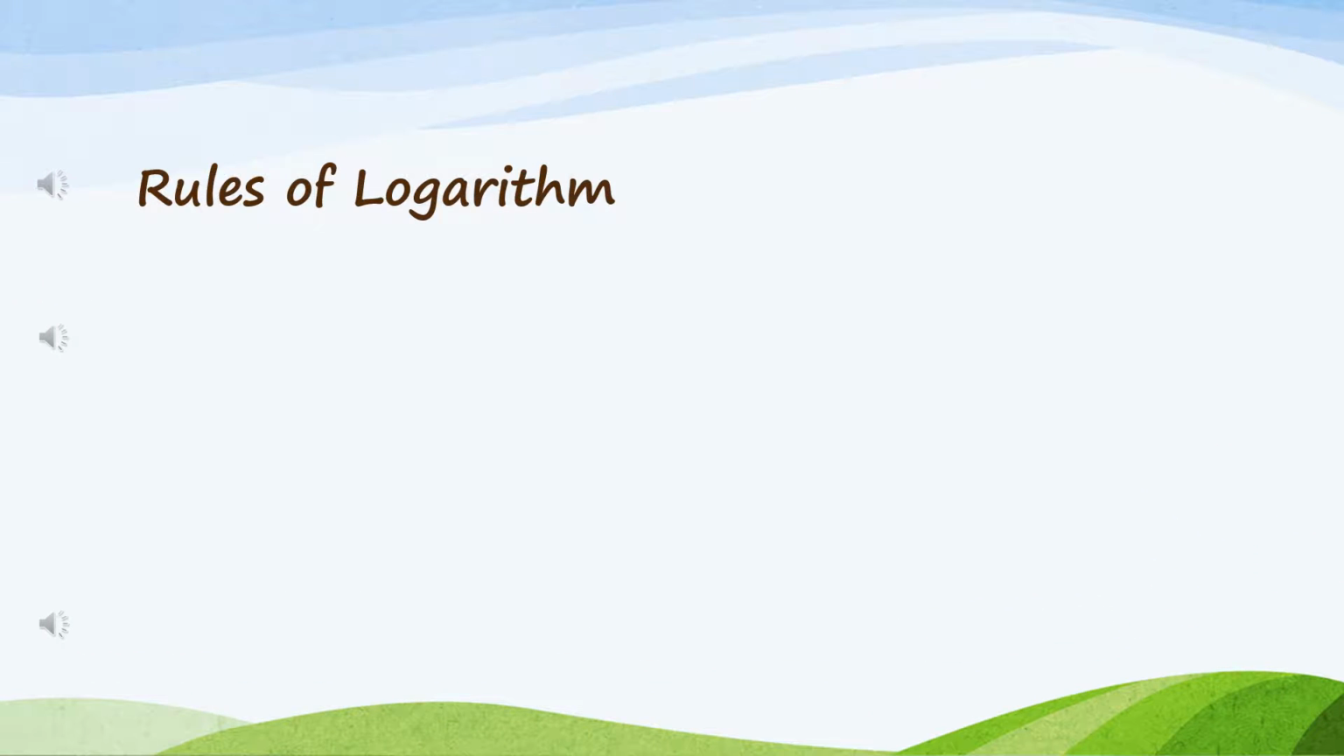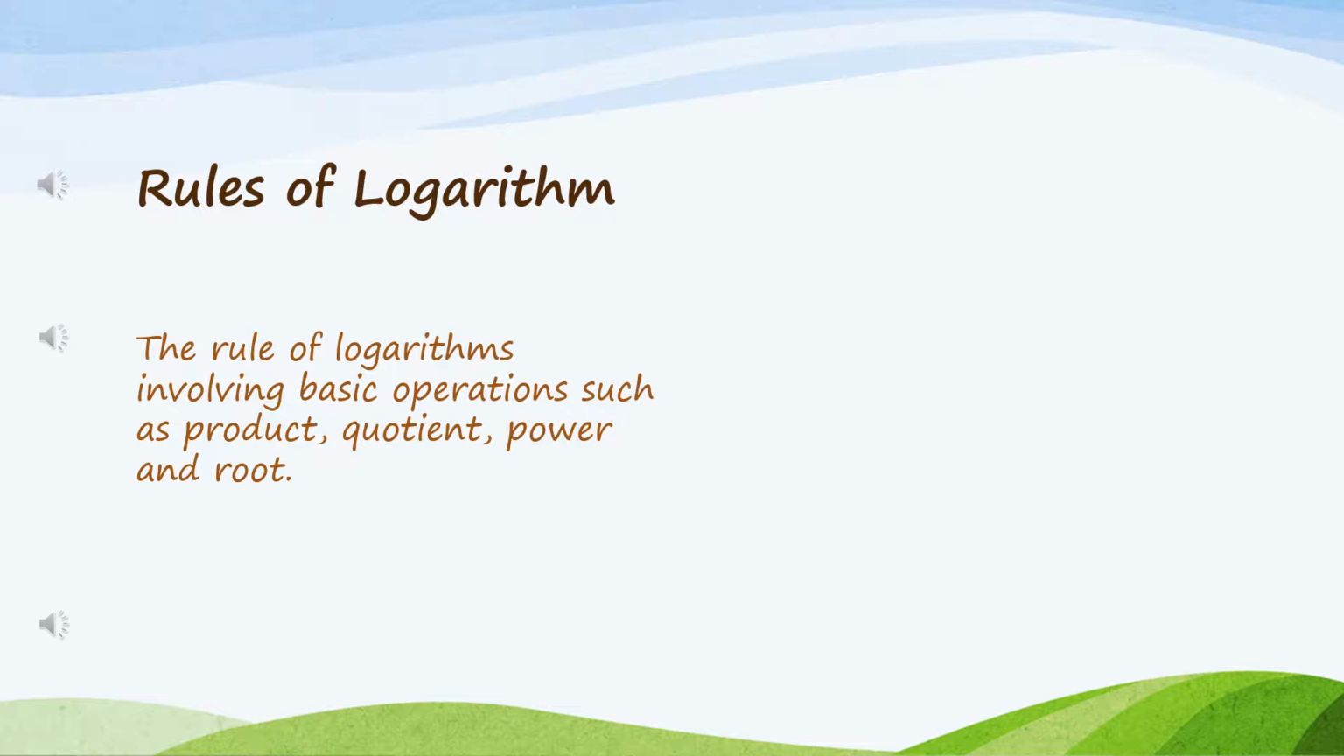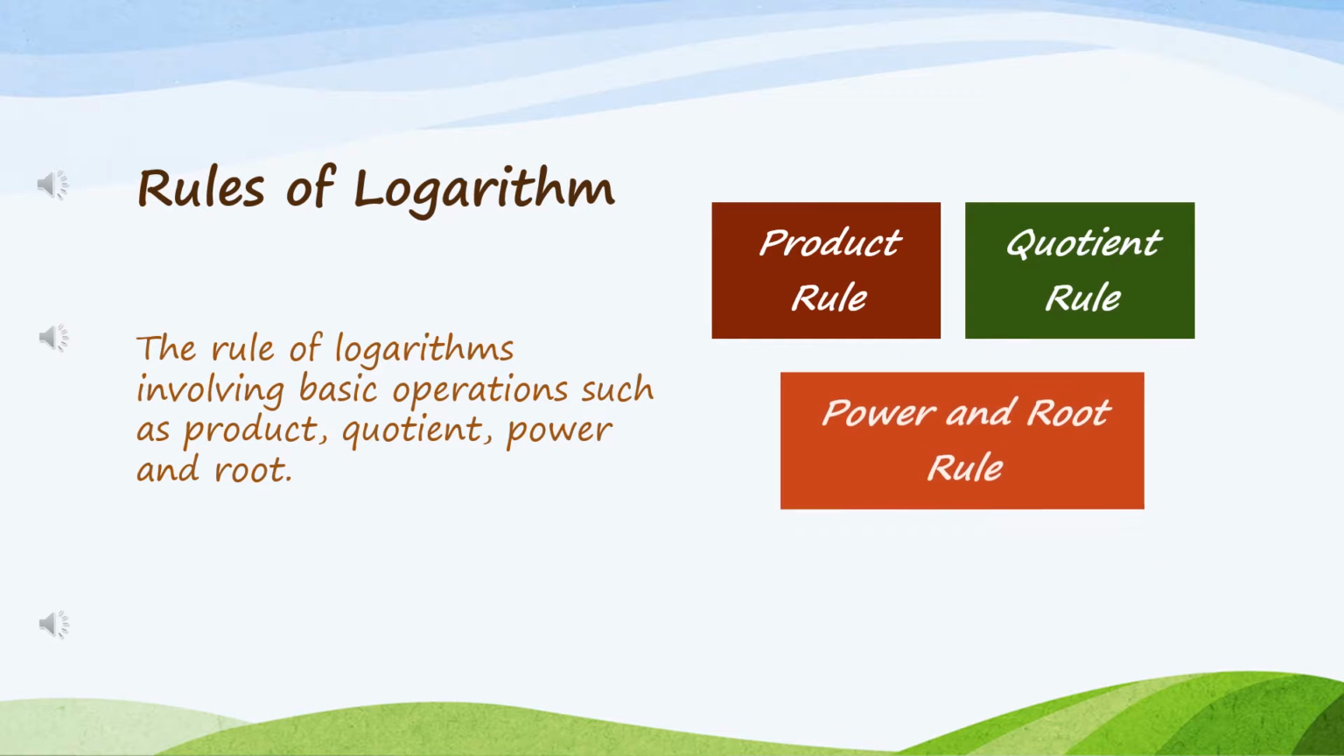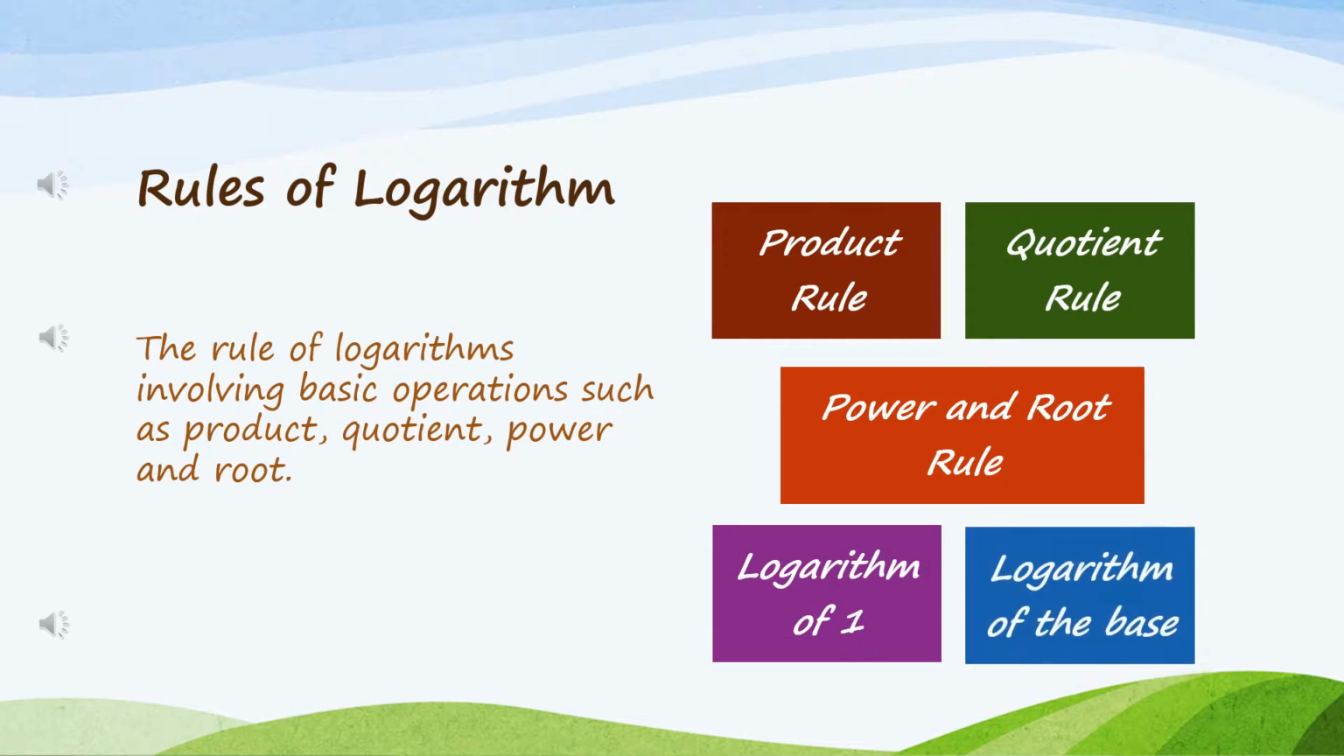Rules of logarithm. The rules of logarithms involve basic operations such as product, quotient, power and root. Hence, the rules of logarithms are the product rule, quotient rule, power and root rule, logarithm of 1, and logarithm of the base.